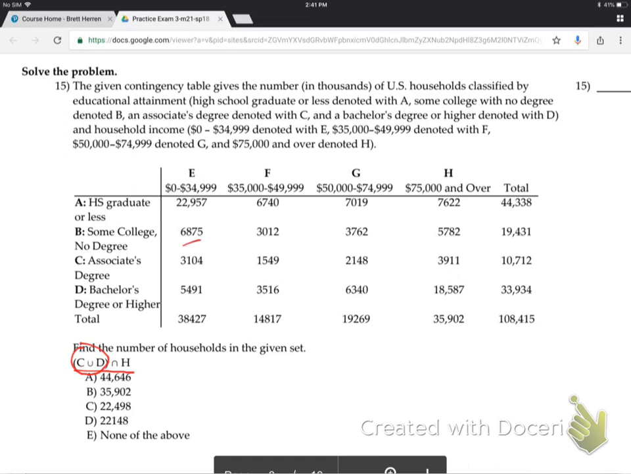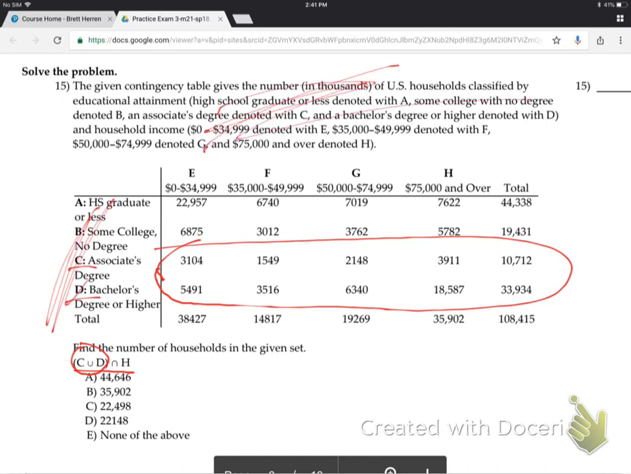So where's that? Here's all the C, and here's all the D. That's all the C and the D. I don't even want to read all those words. Just jump right to the problem. C and D, that intersect, overlap with H. What's H? This is H. So where do they overlap? Here and here. Add those together.